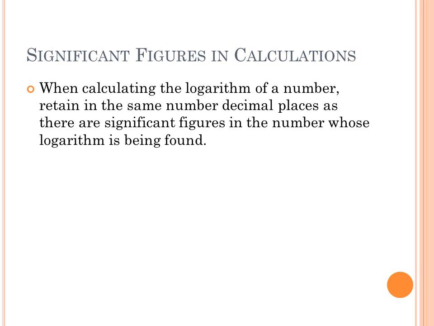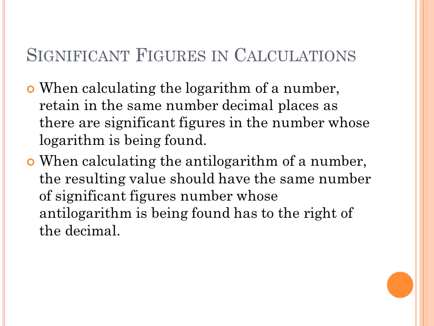If you have a logarithm function, you're going to retain the same number of decimal places as there are significant figures in the number whose logarithm is being found. Now, when you're doing the anti-logarithm, if it's a log base 10, it'll be 10 to the x, so natural log will be e to the x. The resulting number should have the same number of significant figures as the number whose anti-logarithm is being found has to the right of the decimal. So you're going to look for the number of digits to the right of the decimal, and that's how many significant figures it will have.